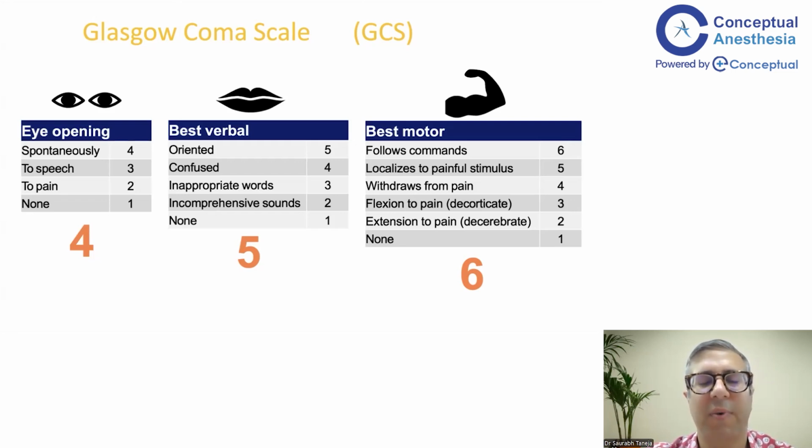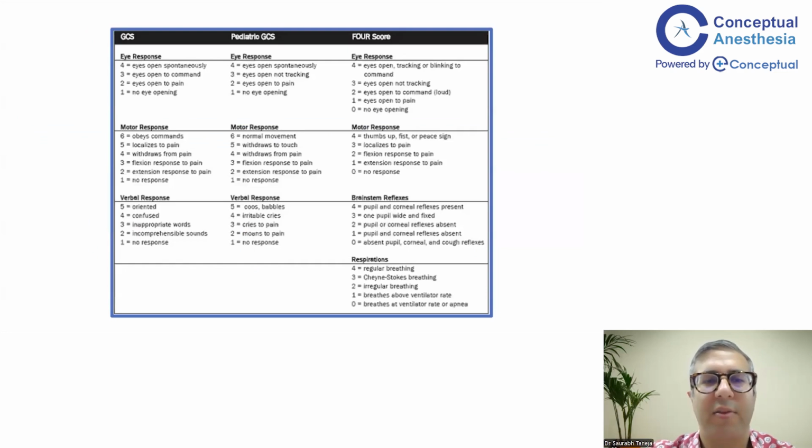So minimum is 1, 1, 1 in all. Minimum is 3, maximum is 15. Okay, and remember by the mnemonic EVM. So like GCS, we have pediatric GCS. Again in pediatric GCS, we have E, V, M and again 4, 5 and 6. So minimum is 3, maximum is 15.